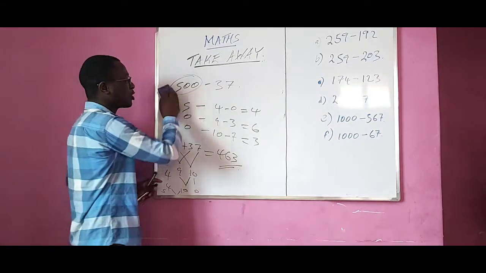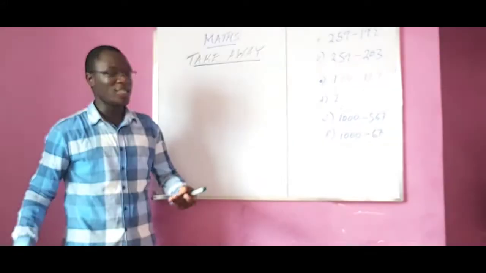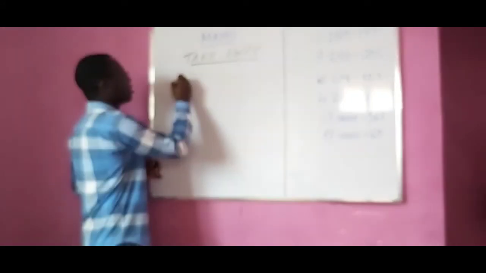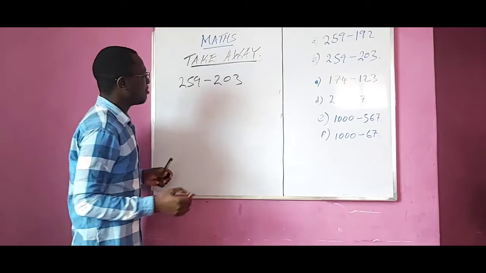That is subtraction without, or take away without borrowing. I want to believe you have not seen me borrowing, but you're still enjoying doing it. We are really enjoying doing it. You've been given 259 take away 203. Very simple.